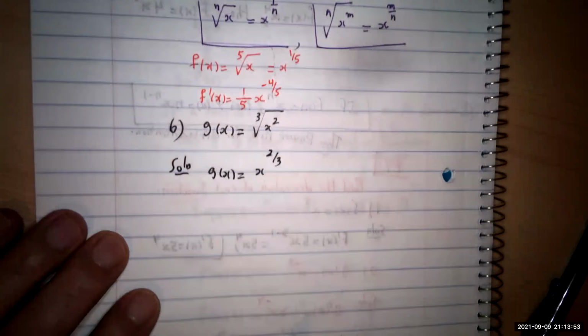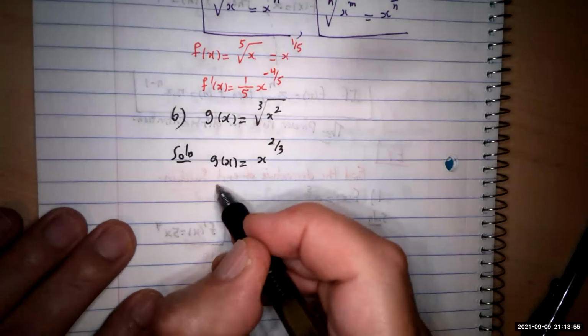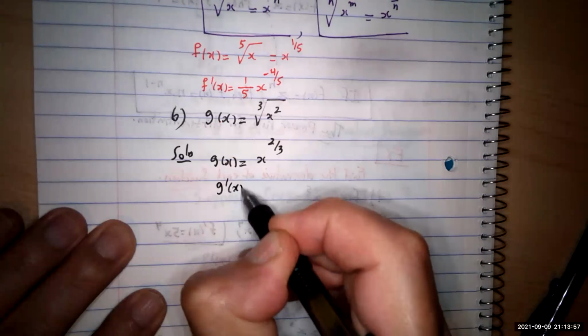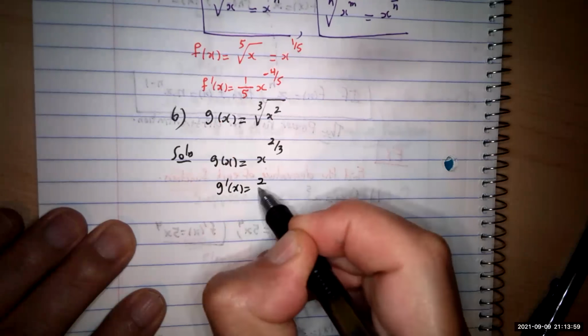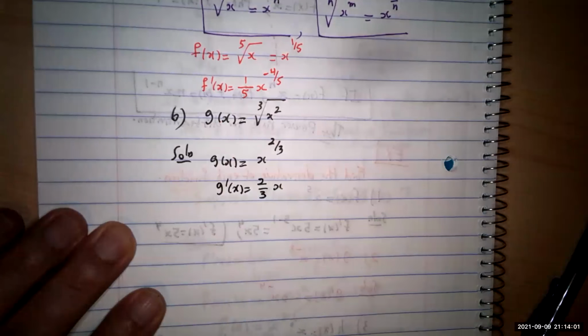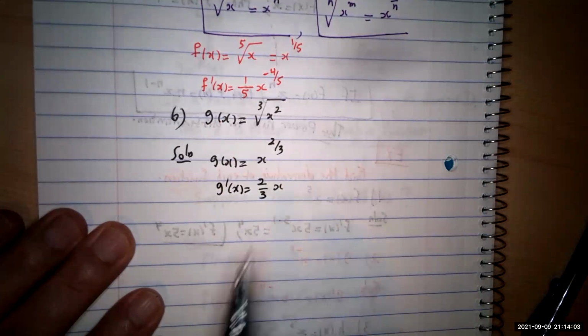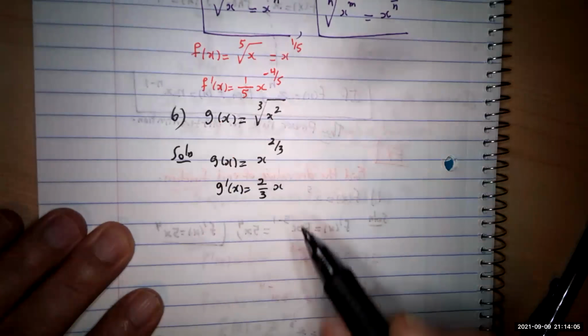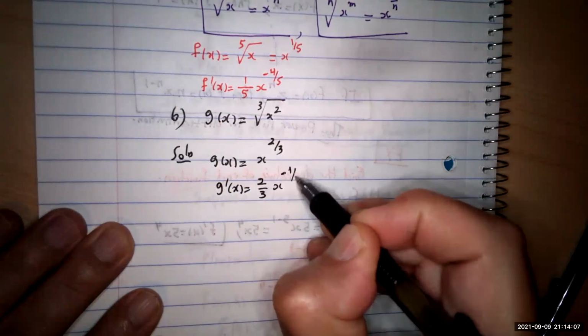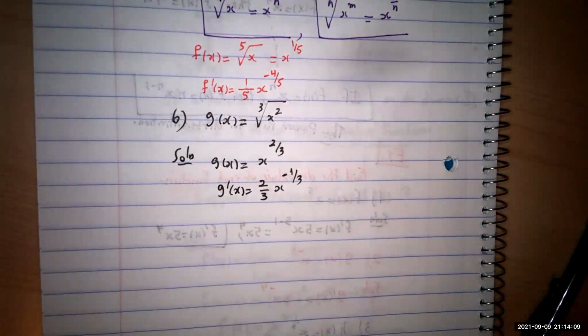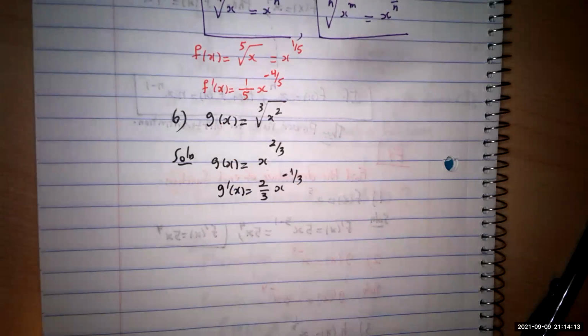How do we get the power rule? g prime. Bring the power down, 2/3, x to the 2/3 minus 1, 2 minus 3, -1, so -1/3, the final answer. Okay, you subtract the top minus the bottom one, that gives you 2 minus 3, which is a -1, -1/3, to find out the final answer.